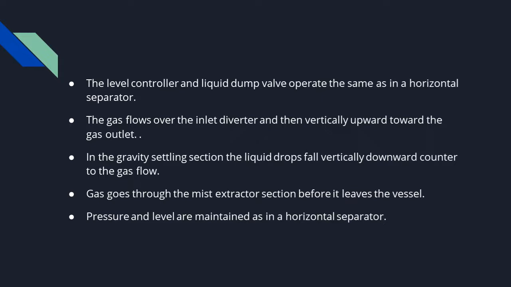The level controller and liquid dump valve operate the same as in a horizontal separator. The gas flows over the inlet diverter and then vertically upward towards the gas outlet. In the gravity settling section, the liquid drops fall vertically downward, counter to the gas flow. Gas flows through the mist extractor section before it leaves the vessel. Pressure and level are maintained as in a horizontal separator.